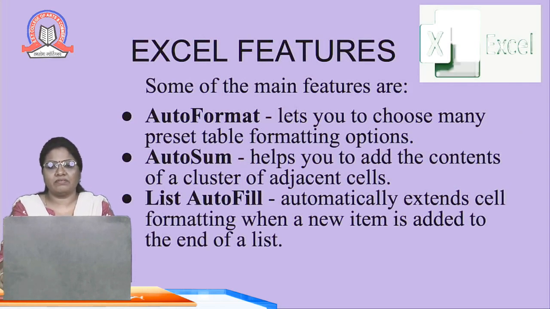Excel features we are going to see. Some of the main features: it helps in auto format, that is, you choose from many preset table formatting options, and it can be formatted automatically. Auto sum will add the contents of a cluster of adjacent cells for more than one data. It can be a lakh of data or 1000 data. It will be done in microseconds. Autofill list: automatically extends cell formatting when a new item is added to the end of the list.